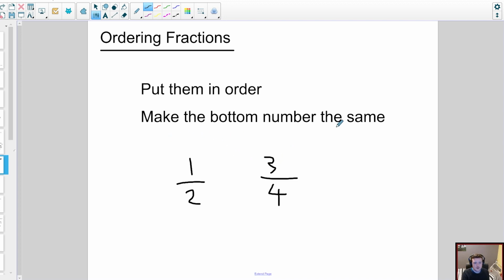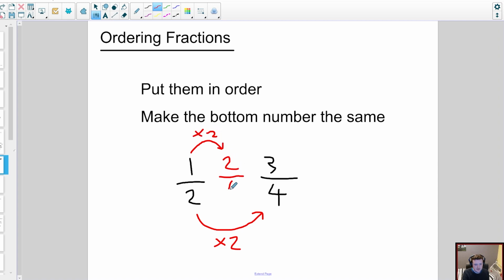Well, we want to make the bottom number the same. This is where our knowledge of times tables really comes in handy, because we can work out, for example, that 2 will go into 4, because 4 is in the 2 times table. So how many 2's in 4? Well, to get from 2 to 4, I'm going to multiply by 2. What I do then is I do the same to the top of this number here. 1 times 2 is 2.